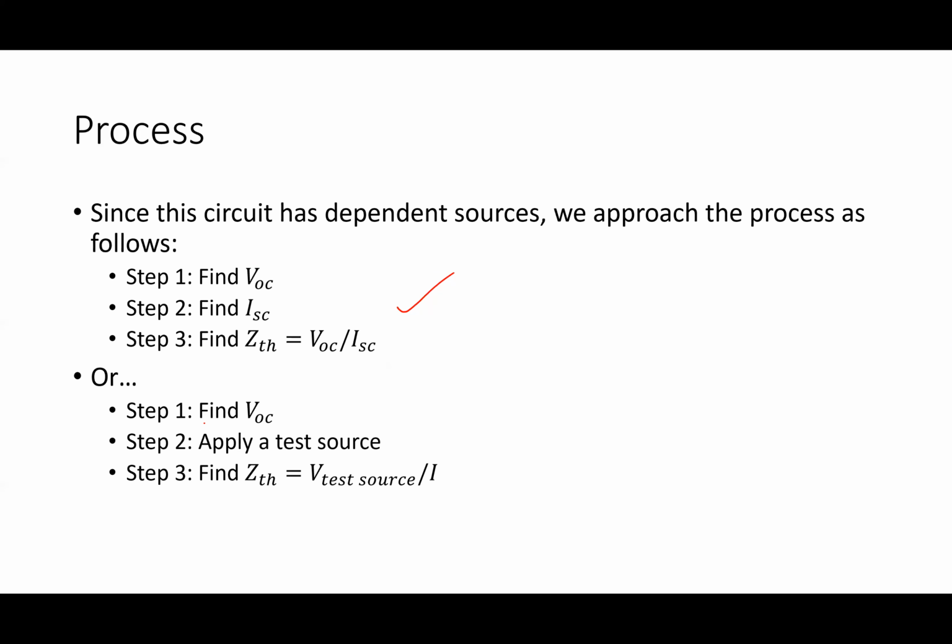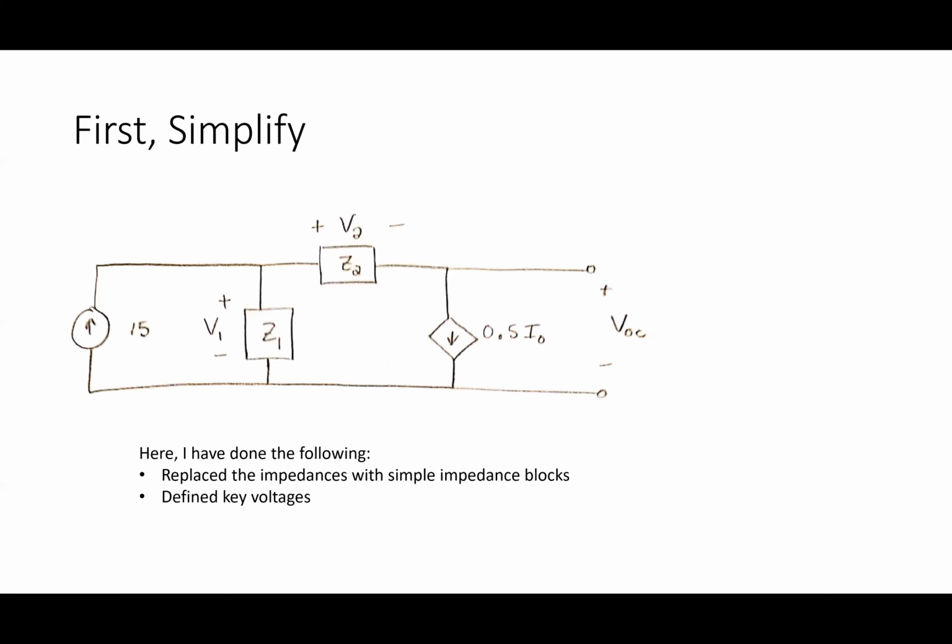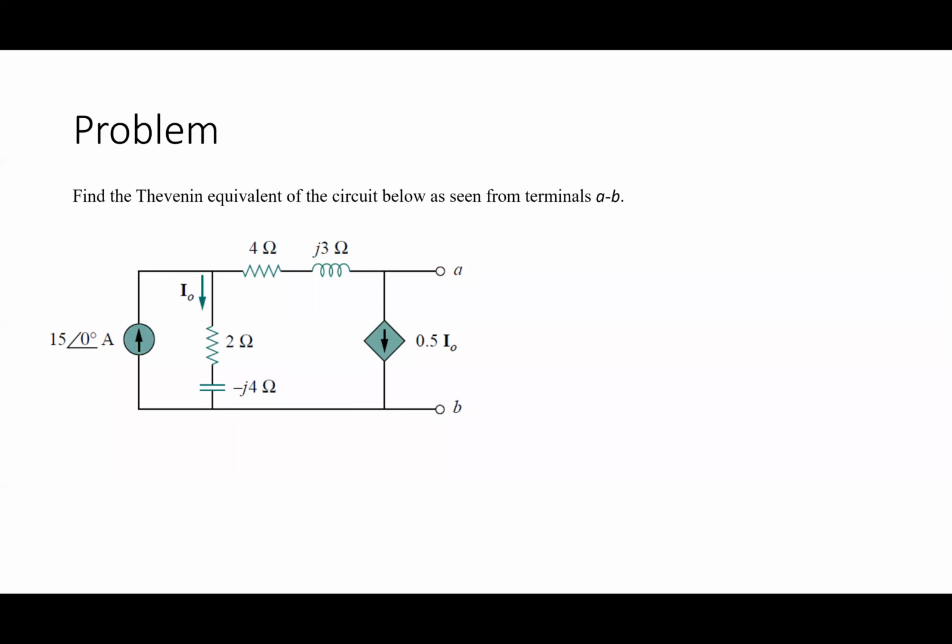All right, the second one here. I find VOC, apply a test source, solve for whatever terminal variable I'm not applying, and then use this approach here to find Z Thevenin. I'm going to use the bottom approach here, but it doesn't matter. My step one is the same either way. I've got to find VOC. So first thing I'm going to do here, I want to find VOC. What should I do?